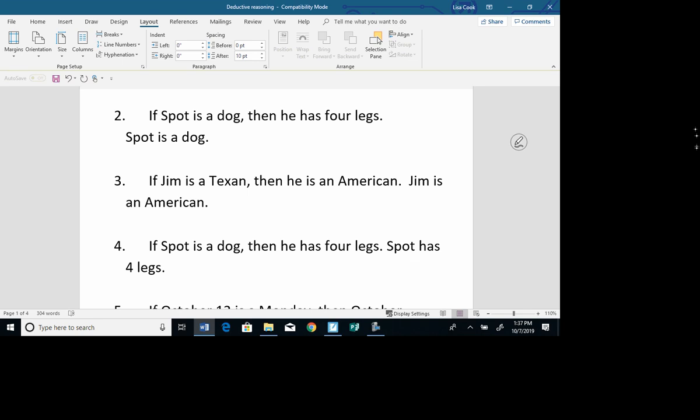Number four. Could you read that one for me, Andrew? If Spot is a dog, then he has four legs. Spot has four legs. Can we conclude then that he is a dog? He could be a horse. He could be a dog, but we don't know. So we'll say here, can't make a conclusion.